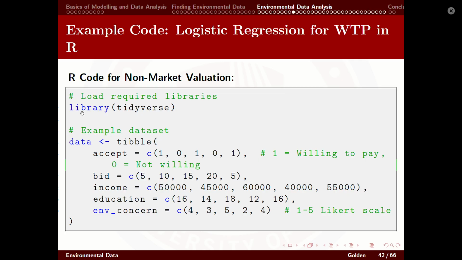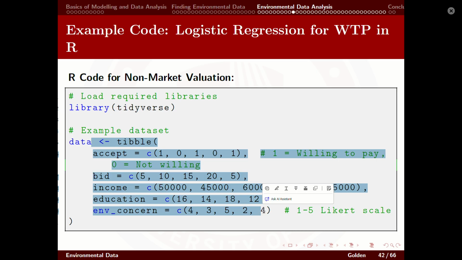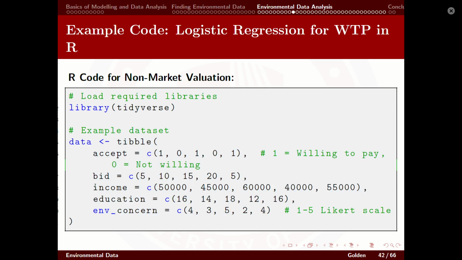So our code for non-market evaluation, again, we're just going to import tidyverse, create our tibble. In this case, take a look at what all these variables are. Accept, which is our dependent variable, 1 or 0, a binary system there. Bids, different amounts they'd have to pay. Income is different amounts, so maybe richer people are willing to pay more.